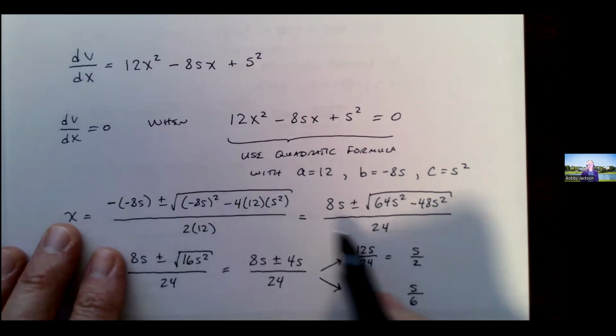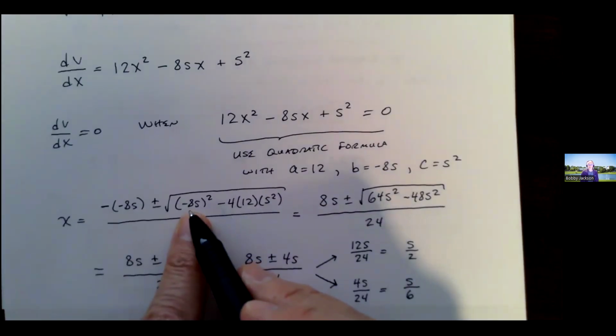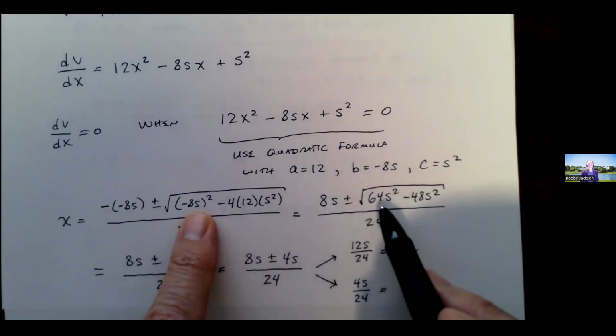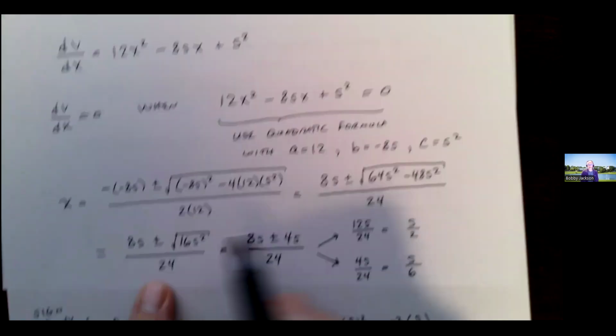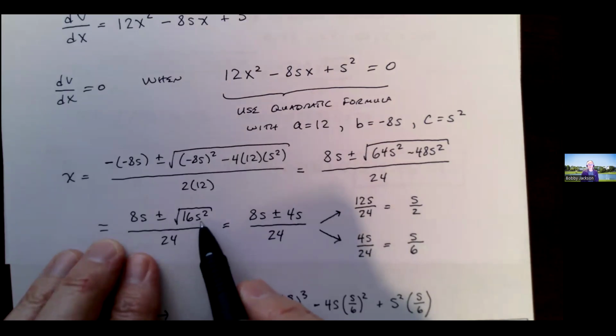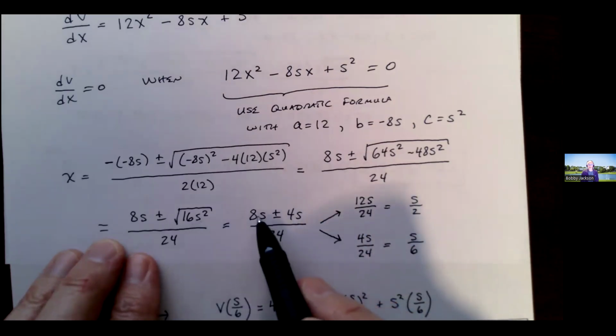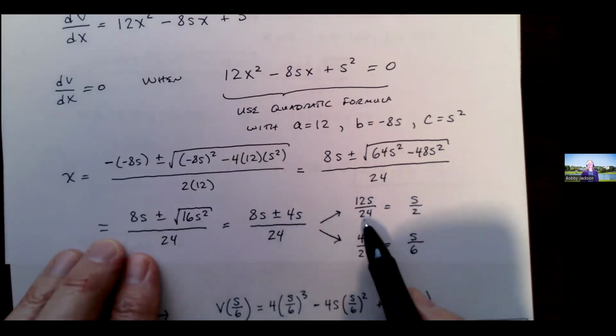So down here I got 24. This becomes positive 8S. This becomes positive 8 squared, which is 64S squared. And this is 4 times 12, 48S squared. So when I subtract, I get 16S squared. Well, that's nice because the square root of 16 is 4, and the square root of S squared is S. So this is just 4S.